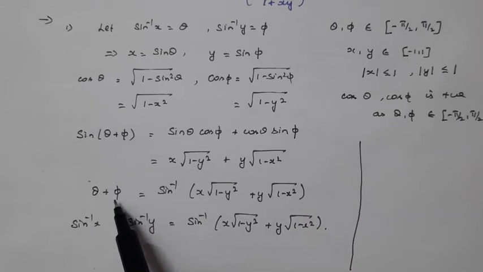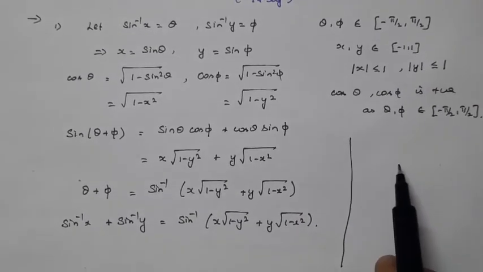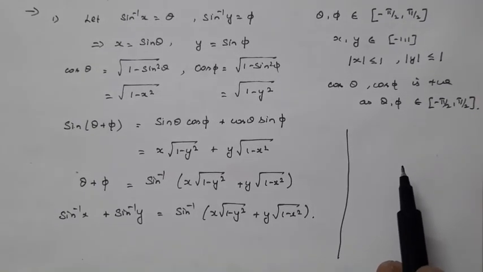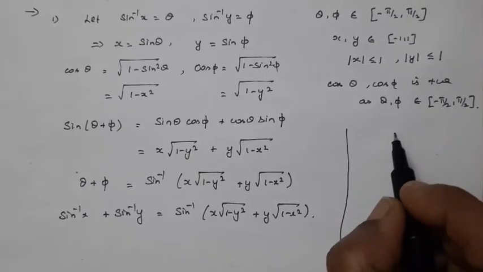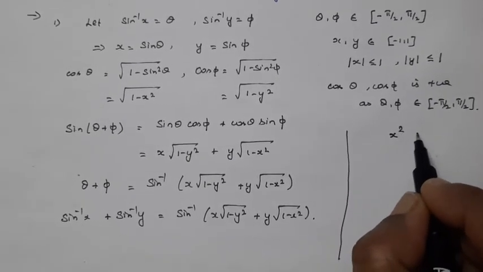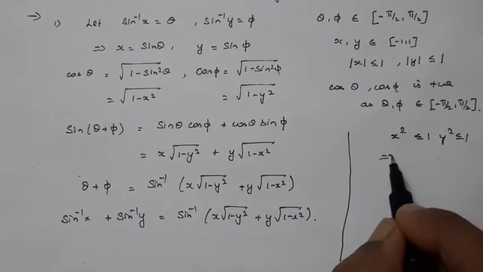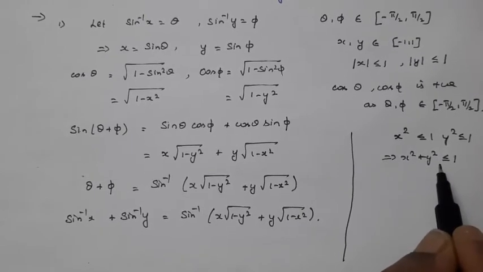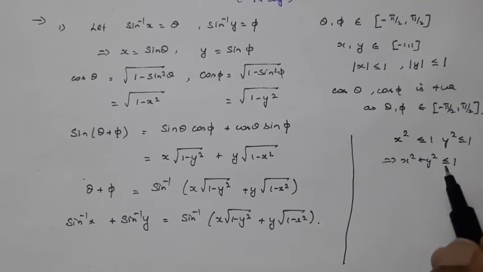This is the output. So you have to check whether this output belongs to this range. For that you have to use the condition x squared plus y squared is less than or equal to 1. As modulus of x and modulus of y are less than or equal to 1, that means x squared is less than or equal to 1 and y squared is less than or equal to 1. So this implies x squared plus y squared is less than or equal to 1.